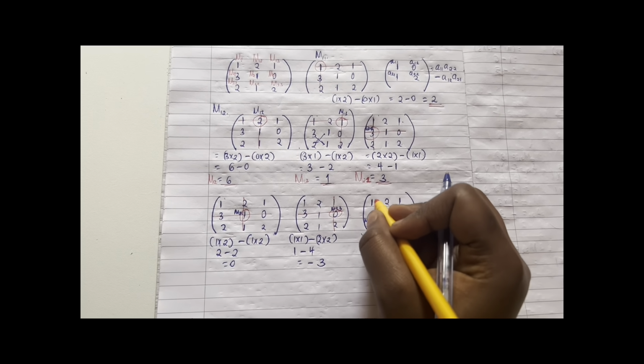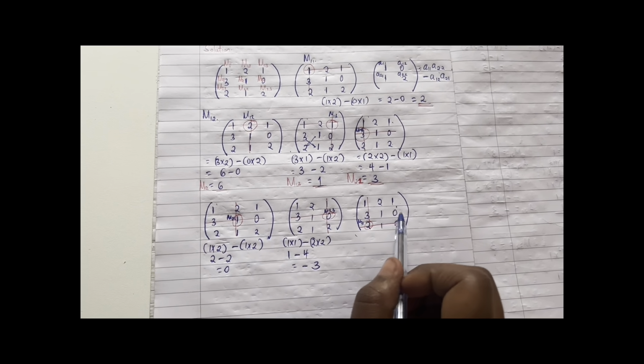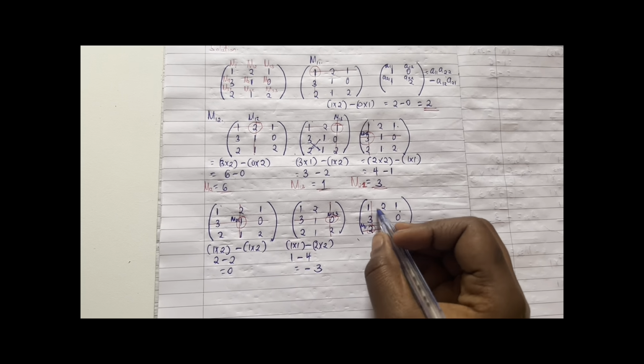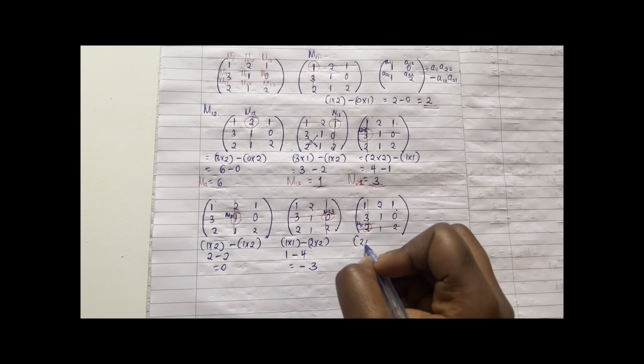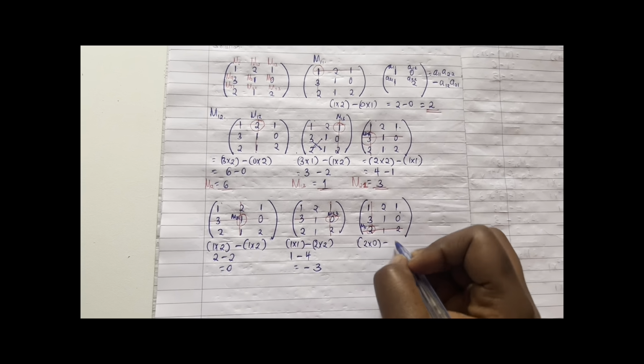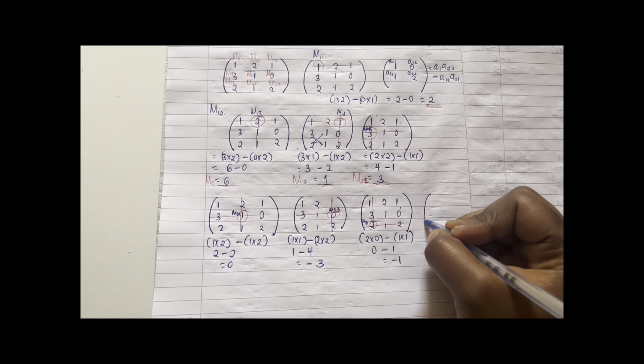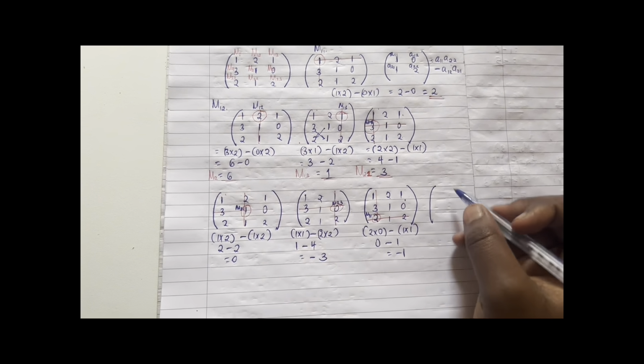M31. We cancel each row and column. Then find the determinant to get M31. So 2 times 0 minus 1 times 1. 2 times 0 is 0 minus 1, that would be negative 1 as M31. Then we go to M32.